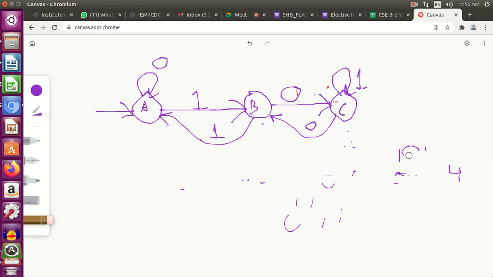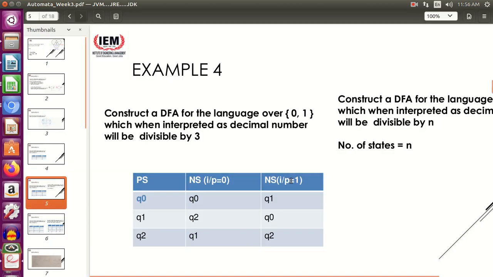So this is my final DFA, but I have not marked the final state. So what is my final state? Which one will be the final state? Yes, A. So A will be the final state. Clear? Okay. Now let me go to the transition table.